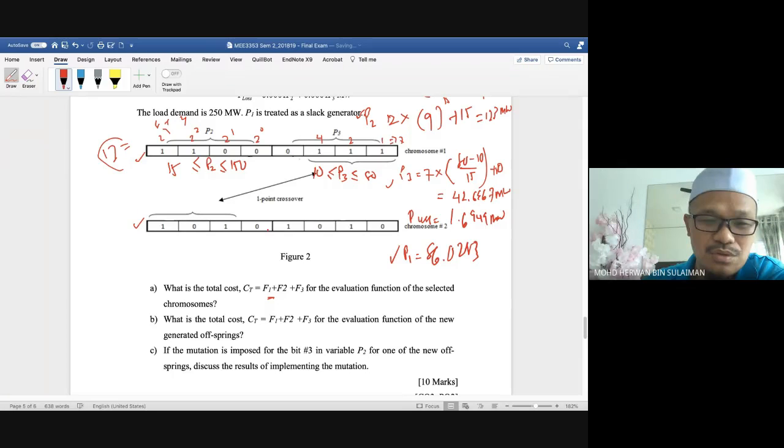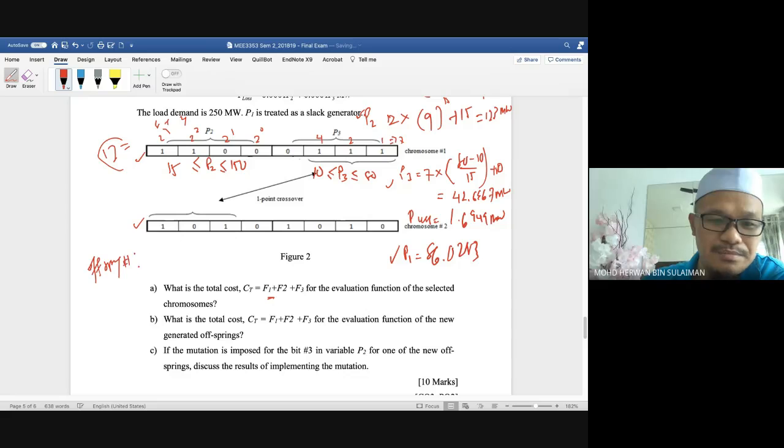This one, 1010, you change to numbers, I think 10. 10 times 9 plus 15, you get something. This one, 1010, is also similar. It's 10 times 80 minus 10 divided by 15 times 10, you get something. So now we want to find your offsprings.